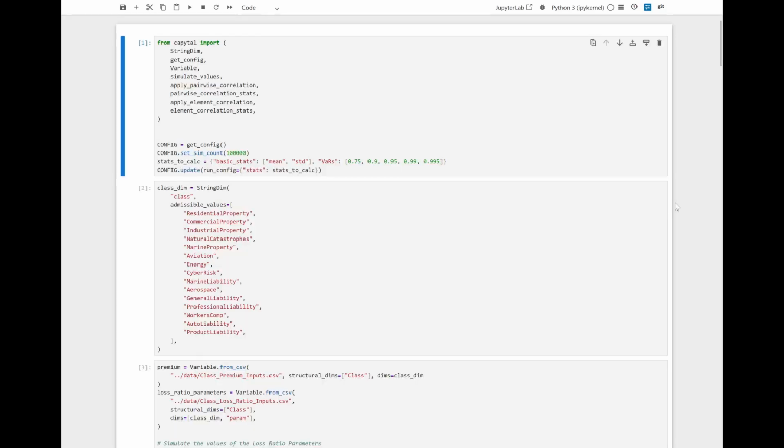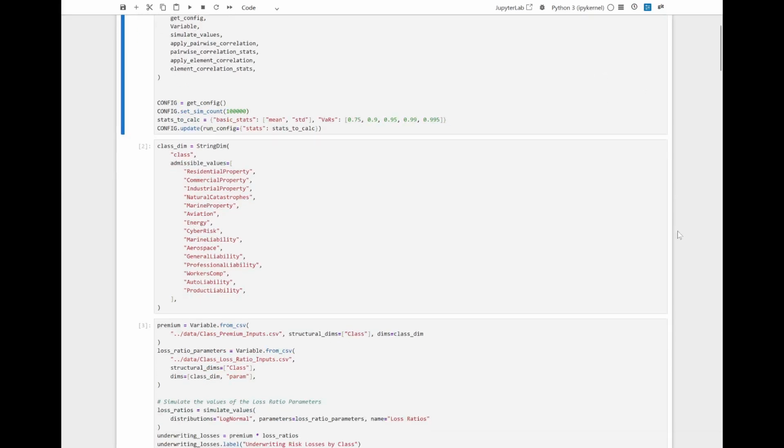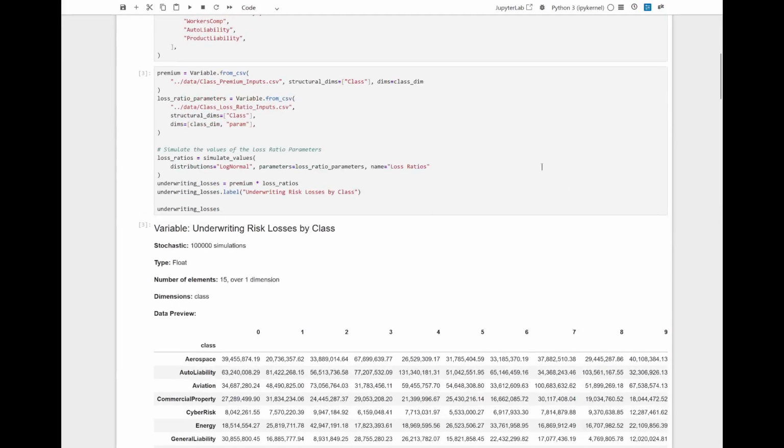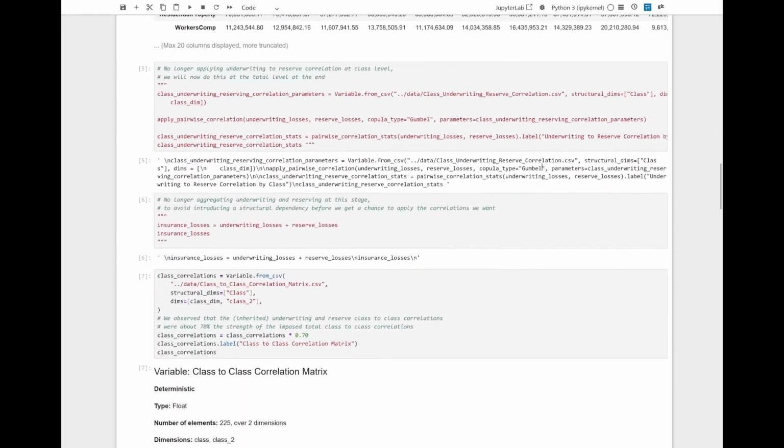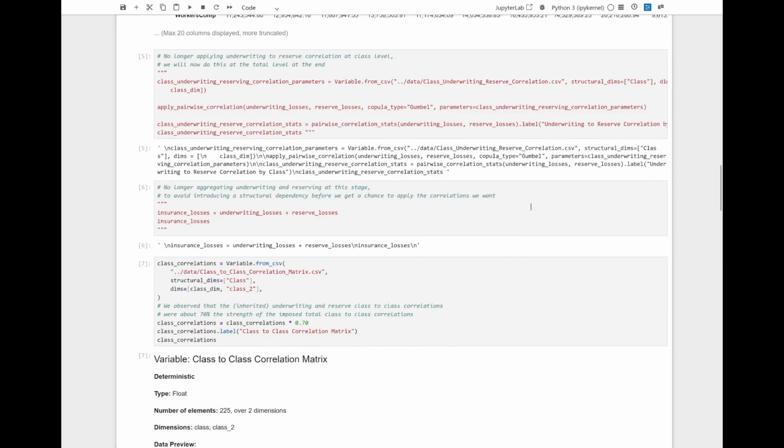Let's jump across to method 2. We start with exactly the same setup, simulating losses for underwriting risk and reserve risk in the same way as before. So we'll jump ahead to this step. This is where things start to differ. So essentially removing these steps that were in the previous model. So we're no longer applying underwriting to reserve correlation within each class, and we're no longer aggregating underwriting and reserving at this stage because we don't want to introduce any structural dependencies between underwriting and reserving before we get a chance to apply the correlations we want.